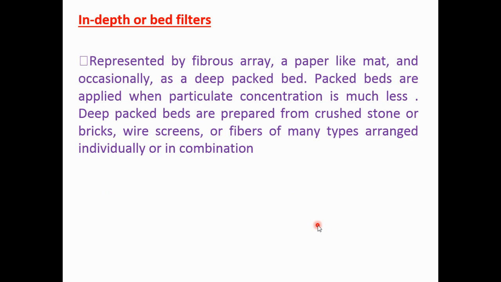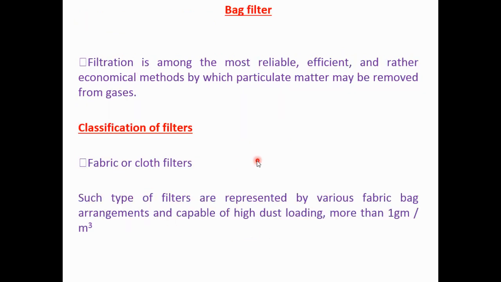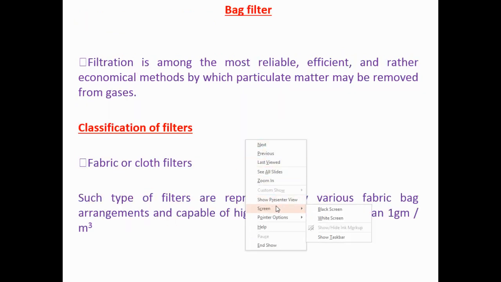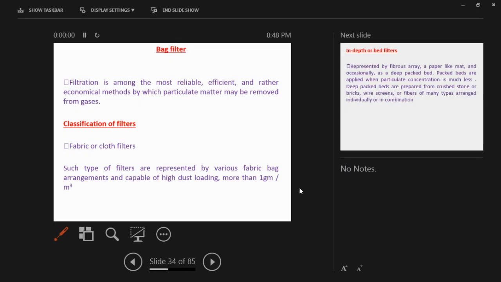Second is the in-depth or bed filter. That means it represents various arrays of paper-like mat, and occasionally a deep packed bed. Packed beds are applied when particulate concentration is much less. See here, in the previous type of bag filter where fabric cloths are there, what happens? These fabric cloths are like that.